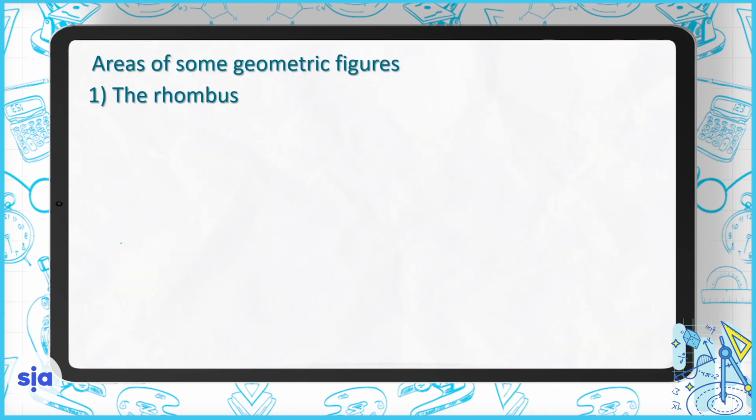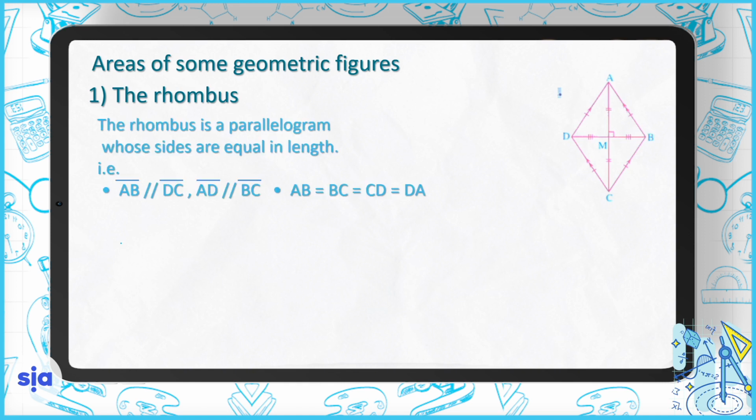In this session we'll be working on part 1 on finding the areas of some geometric figures. The first geometric figure that we have is the rhombus. And this is the shape of the rhombus. The rhombus is a parallelogram whose sides are equal in length.